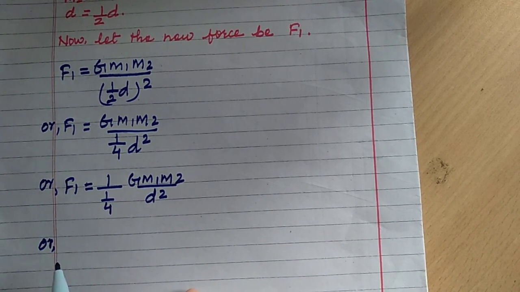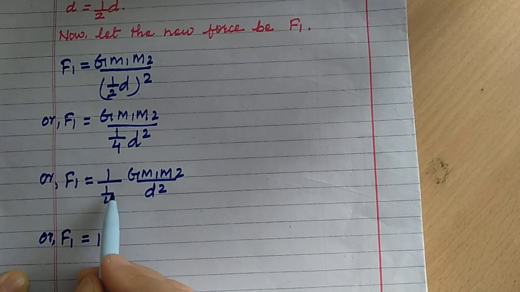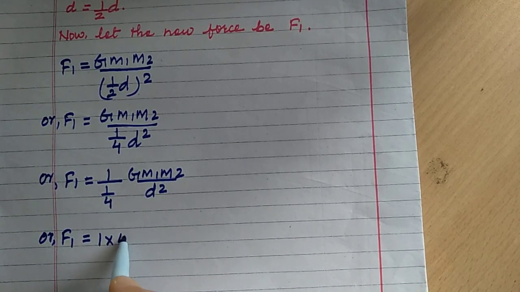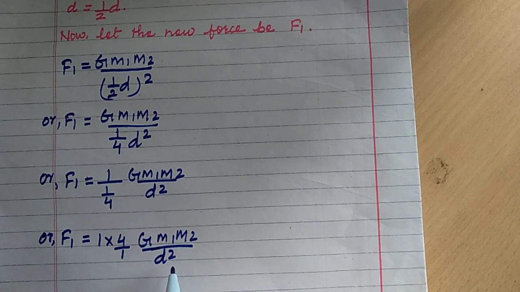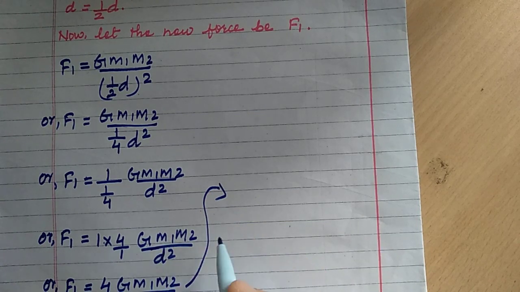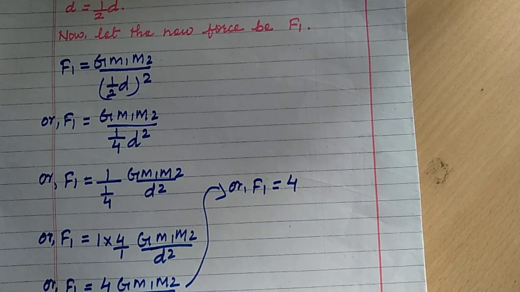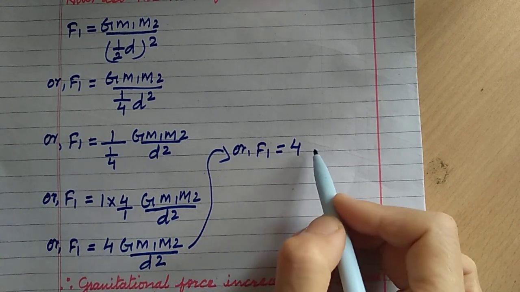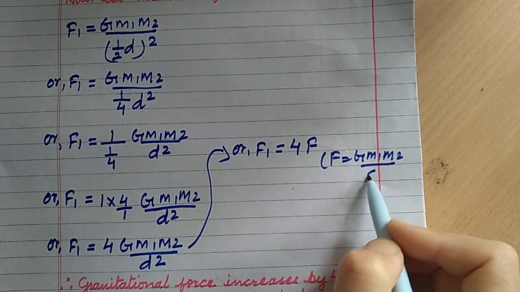Further solving, F1 is equal to 1, this is a division sign, and when you make it multiplication, this fraction will get turned upside down, into 4 divided by 1, G m1 m2 divided by d square. So F1 is equal to 4 into 1, G m1 m2 divided by d square. Now F1 is equal to 4 G m1 m2 divided by d square. In place of this expression you can write F, because we know F equal to G m1 m2 divided by d square, right?